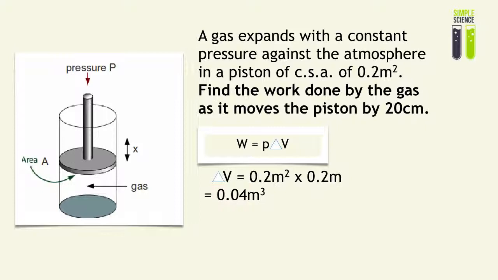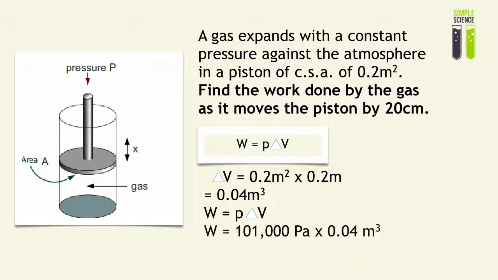And that is 0.04 meters cubed. And we know the work done is equal to pressure times change in volume. And that should give us 100,000 pascals multiplied by the change in volume, 0.04 meters cubed, and that should give us about 4,040 joules. So the gas has done 4,040 joules of work on the piston, on the system.